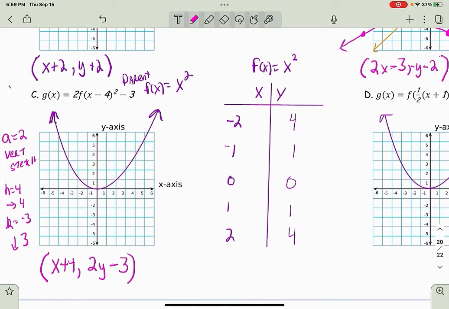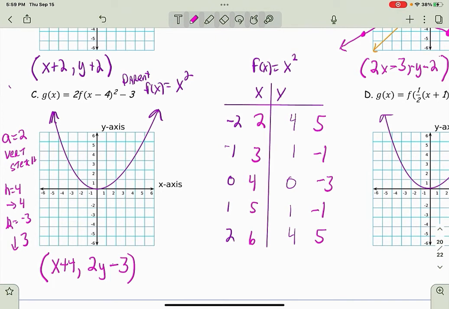So now let's go ahead and make our coordinates on our table of values. So we'll first do our x's. So negative 2 plus 4 is 2, negative 1 plus 4 is 3, 0 plus 4 is 4, 1 plus 4 is 5, and 2 plus 4 is 6. Now we'll do our y's. 2 times 4 is 8 minus 3 is 5. 2 times 1 is 2 minus 3 is negative 1. 0 minus 3 is negative 3. 2 times 1 minus 3 is negative 1. And 2 times 4 minus 3 is going to be 5.